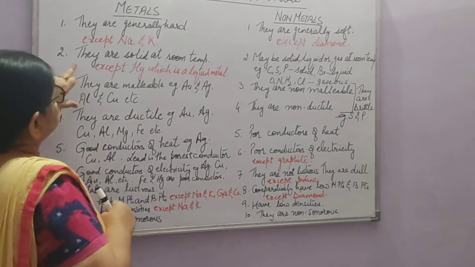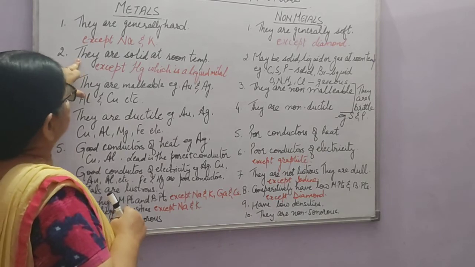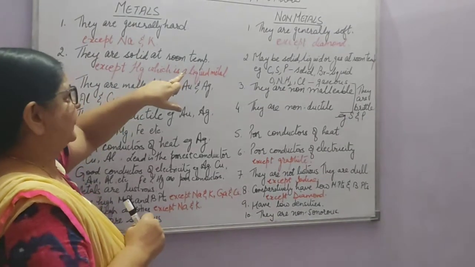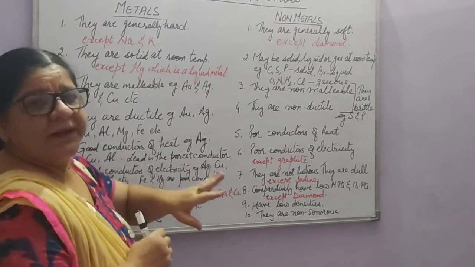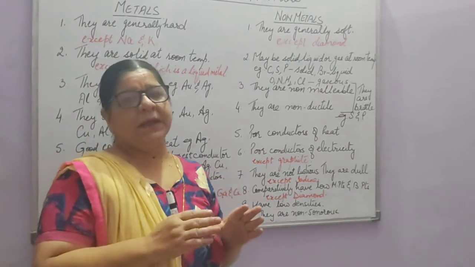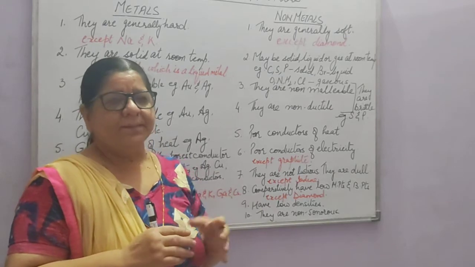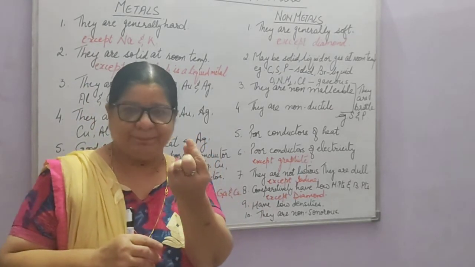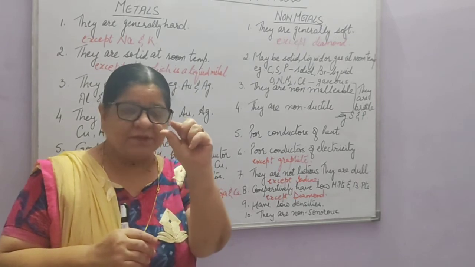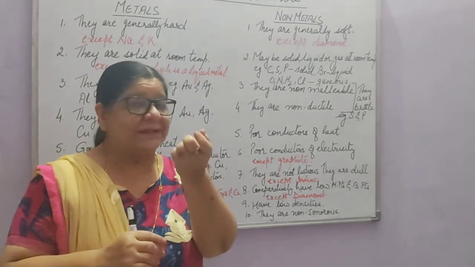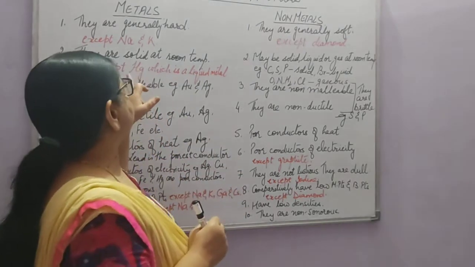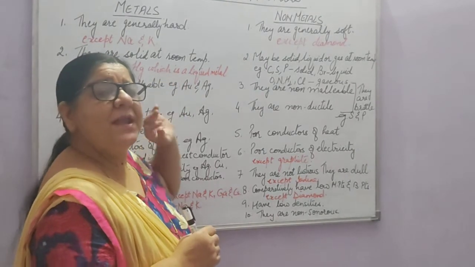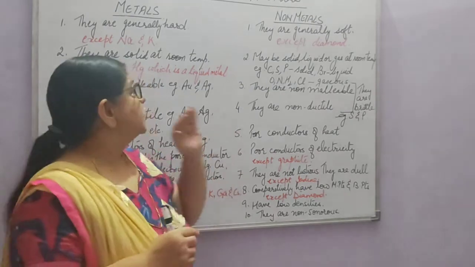Secondly, metals, they are solid at room temperature. Except mercury, which is a liquid metal. Right? Mercury you must have seen in the thermometers also. The silver point at the tip of the thermometer, in that mercury is filled. Right? So mercury is a liquid at room temperature, while all other metals are solid.